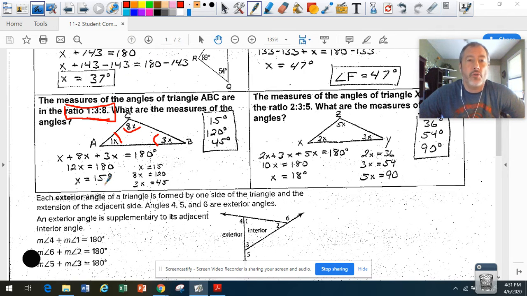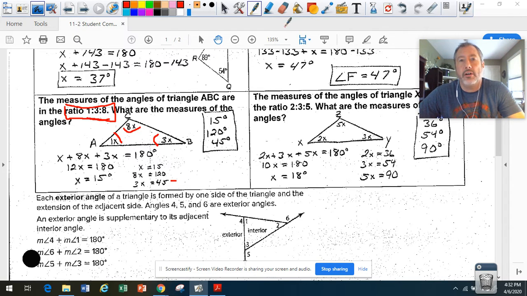Now, they want us to know the measures of all the angles. So I know that angle A is 15 degrees because we said X is 15. Angle B is 3 times X, so 3 times 15 is 45. So the measurement of angle B is 45 degrees. And finally, angle C, 8 times 15 is 120 degrees. So if I add these all up, it should total 180 degrees, which it does.